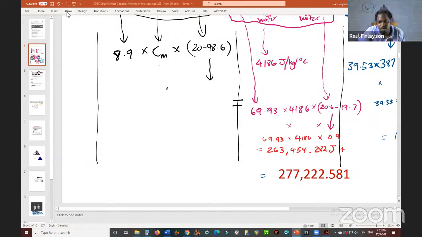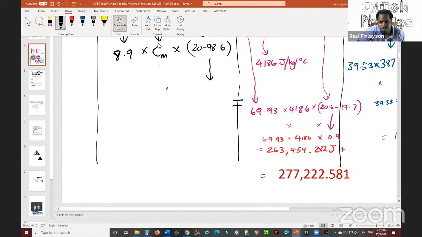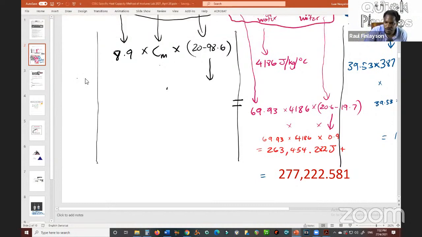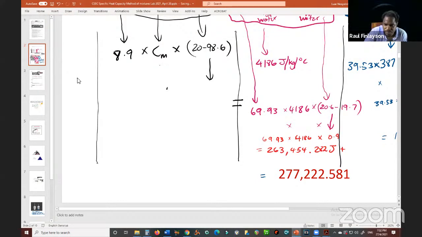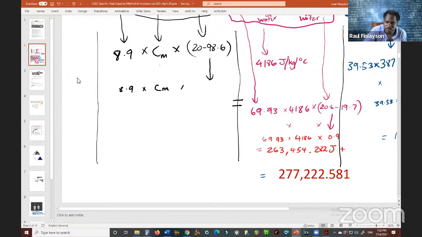So it must come in like an accounting sheet. You have the ledger, you know. All right. So anyway, we have 8.9. So this is the case now. We have 8.9 over here times CM times, we take away 20.6.